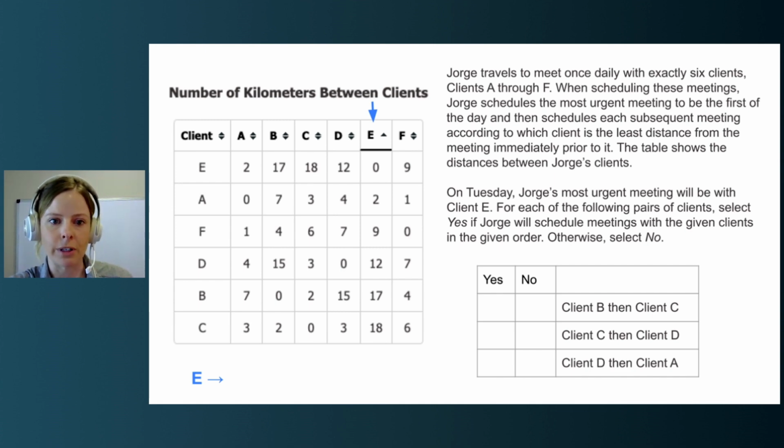And again, between client E and client E is 0, but he's already met with client E. So who does he go to next? Well, the very lowest number there is to go to client A, only 2 kilometers away. So we know for a fact that he starts with E, and then his next client would be A.